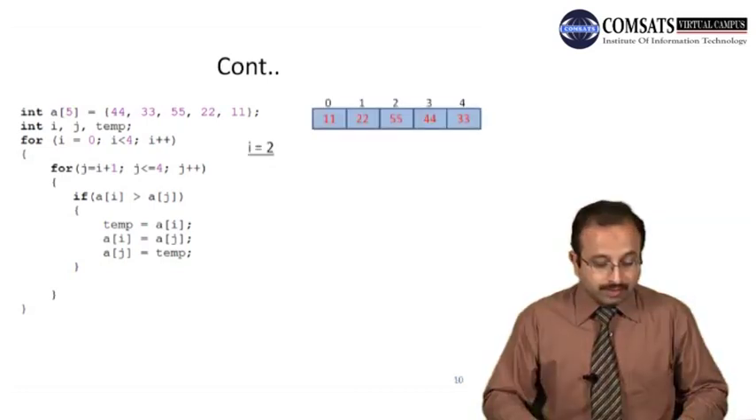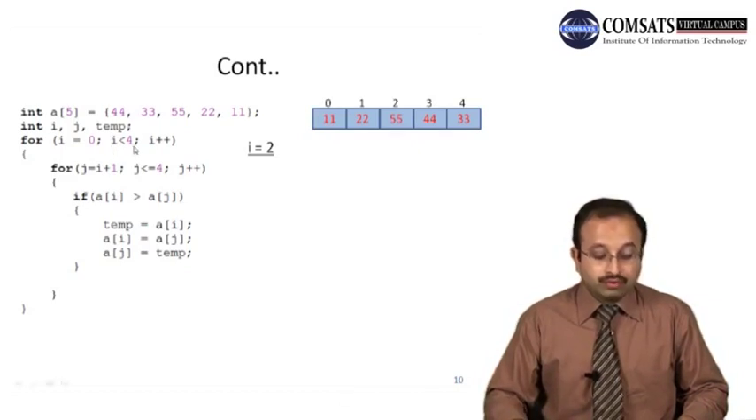Now the value of i becomes 2. 2 less than or equal to 4, the condition is true. Then j is equal to 2 plus 1, that is 3. So the value of j is 3. Now it starts comparing.